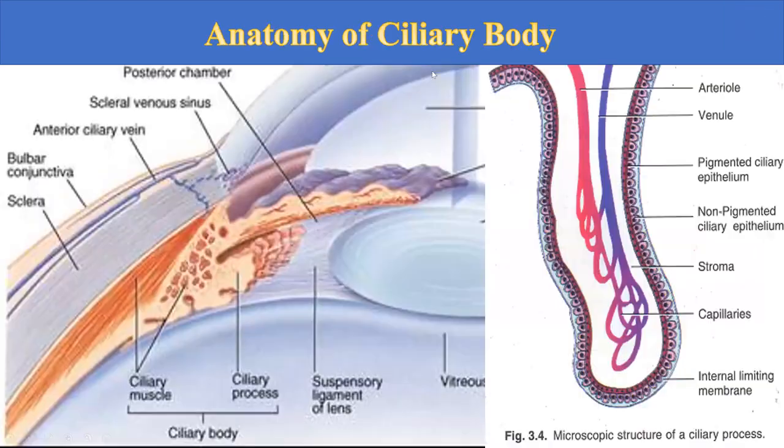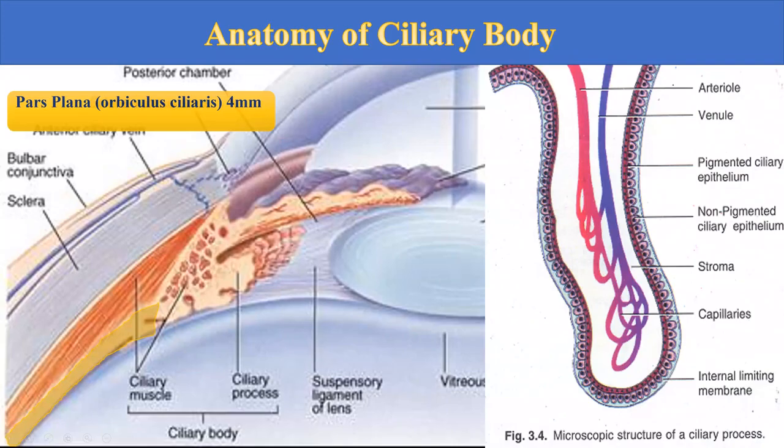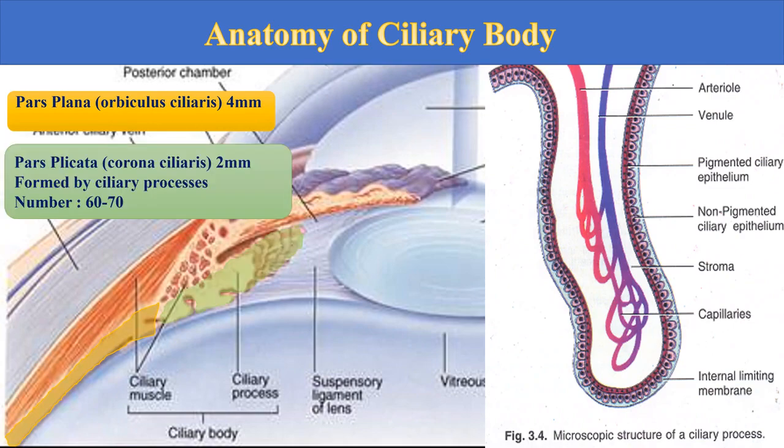Back to the anatomy of the ciliary body. When we are dividing it into anatomical regions, there will be the pars plana, the posterior 4 millimeters. It's called the pars plana or orbicular ciliaris, and the anterior 2 millimeters is called the pars plicata or the corona ciliaris.